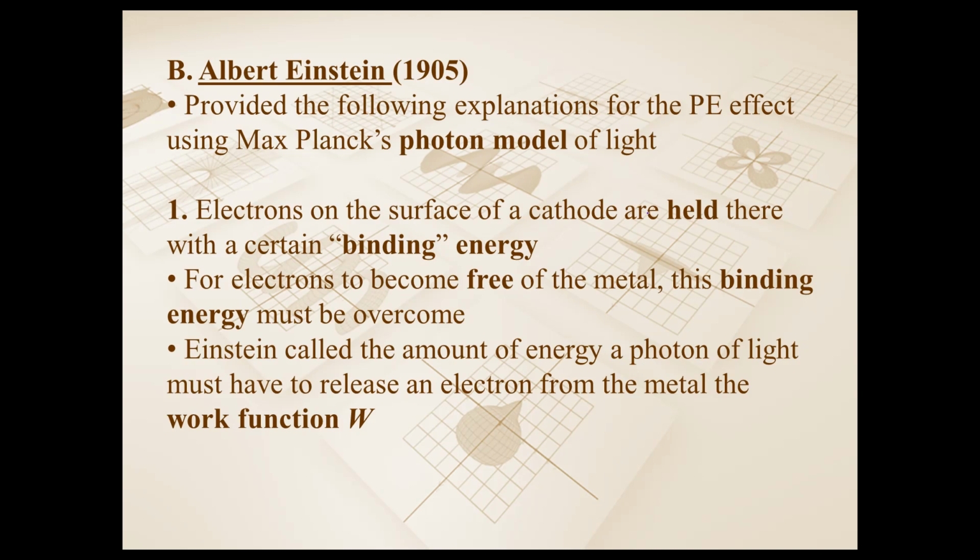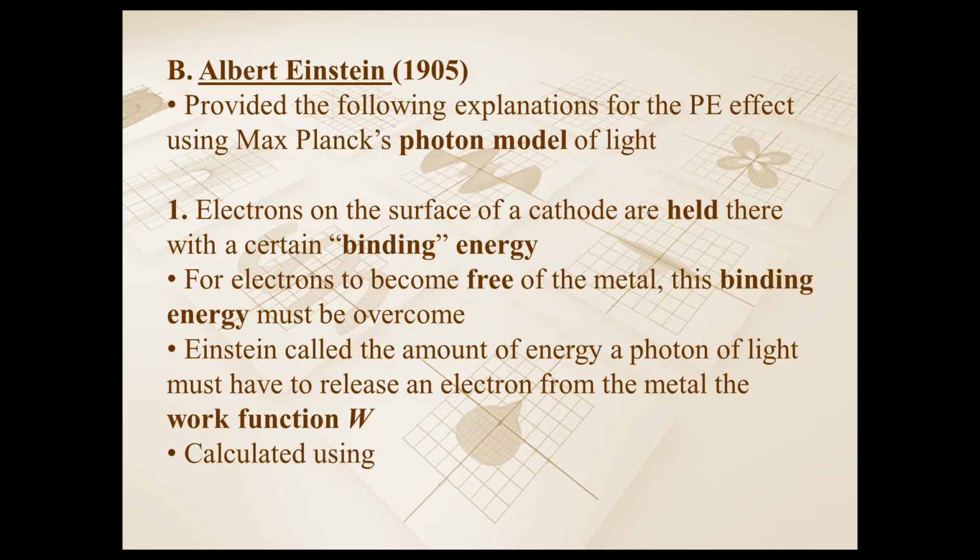Einstein called this amount of energy that a photon must have, so again, you're shining light at the cathode, so that's going to be my input energy, the amount of energy that the photon must have to free an electron from the metal, the work function. It should make sense. You need to do work to actually release the electron from the cathode.